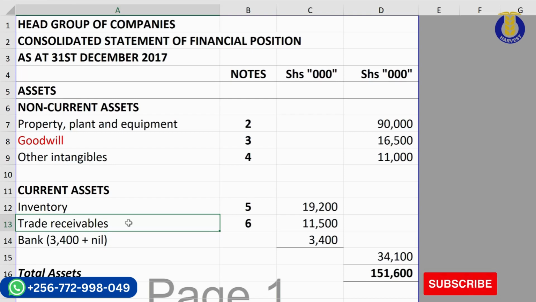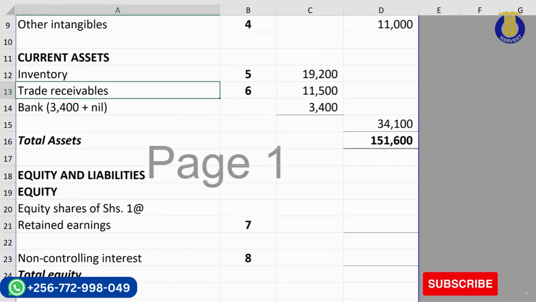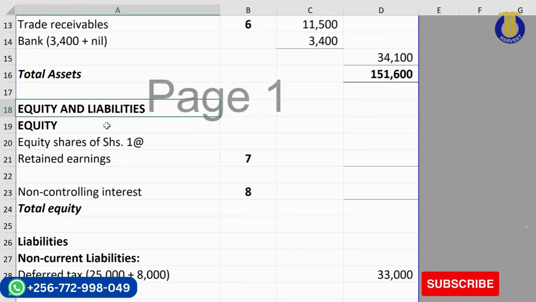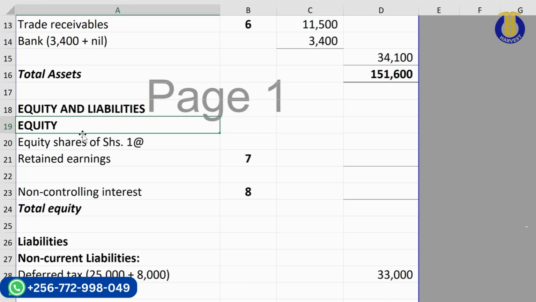I'll come back in the next segment to discuss how we consolidate the equity section of the consolidated statement of financial position.